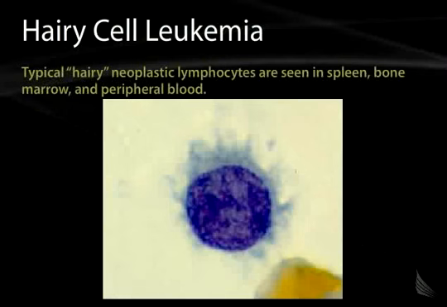Hairy cell leukemia gets its name from the finger-like or hairy projections from the lymphocyte, and they are seen both in the bone marrow, peripheral blood, and spleen. Try to burn that picture into your head, a sort of solar pattern of what a hairy cell looks like.